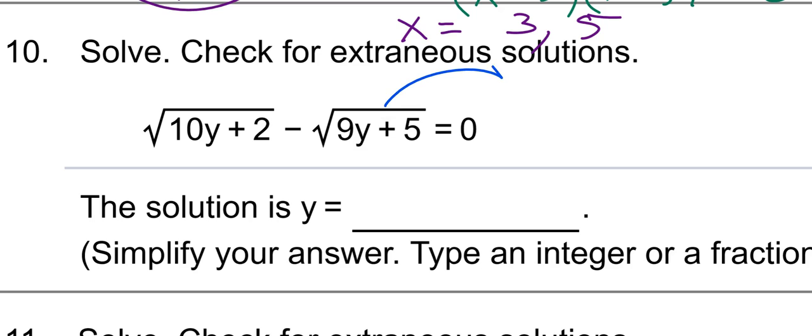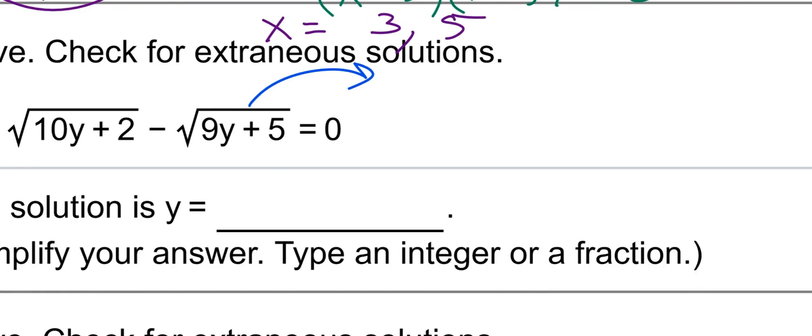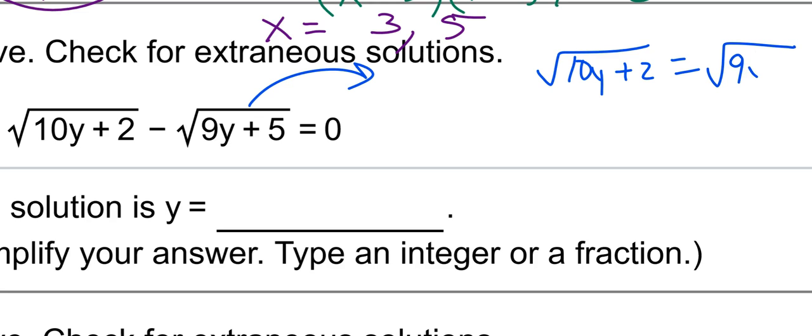Now you're going to use the exact same logic of moving that term to the other side. And what would you get if you did? Square root of 10y plus 2 equals what? Isn't it just 9y plus 5? Yeah. Okay, solve it.